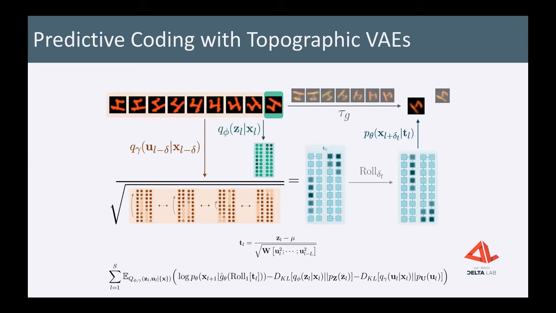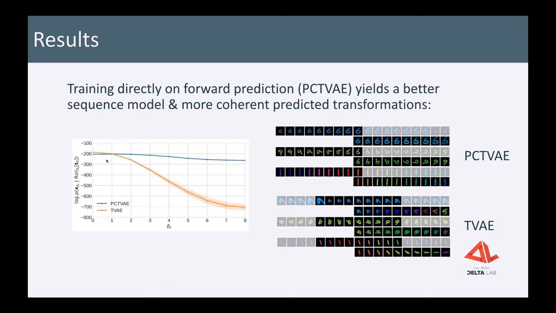Specifically, the paper that we submitted to this workshop is the predictive coding with topographic VAEs, where we move directly to a forward prediction setup, meaning that we no longer consider future inputs when we're doing the encoding. So now this is applicable to the online setting. You can see the TL is now only dependent on TL minus some value. And additionally, in the ELBO here, we're decoding X in the future as a function conditioned on a rolled step of T. So before we do any decoding, we roll forward one place, and we see that this is a significantly better model of sequences into the future.